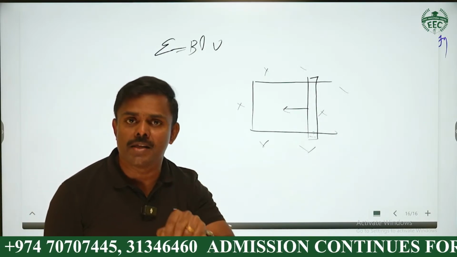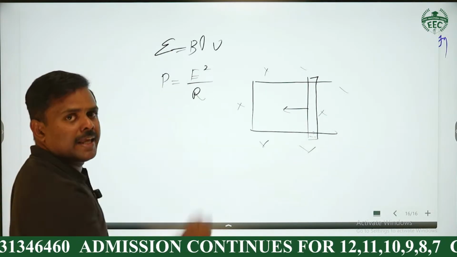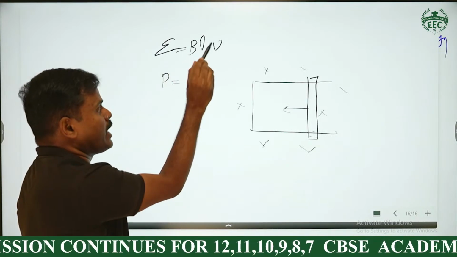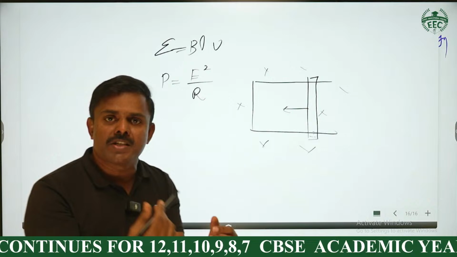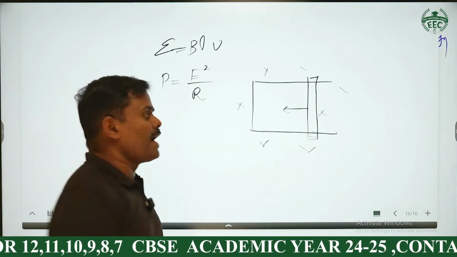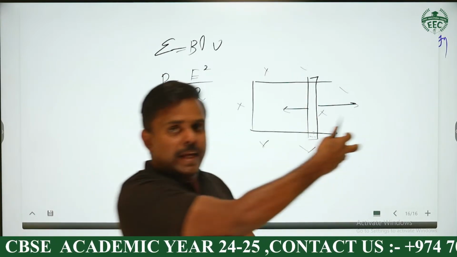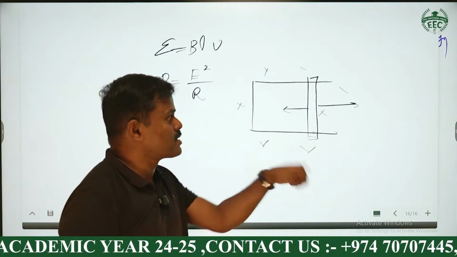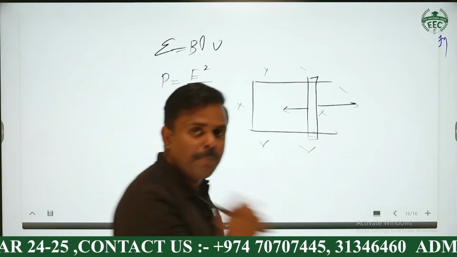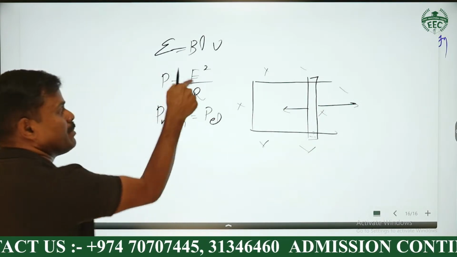What else can they ask in this? They can ask the power equation. Power is given by E square by R, that is, B square L square V square by R. This is the electrical power generated in the wire. Or they might even ask the mechanical power required to pull it. Why? Because as you try to pull, somebody is pulling you back. Who? Lenz's law pulls it back. So an external agent has to give a force. The mechanical power given is the same as the electrical power, which is E square by R.